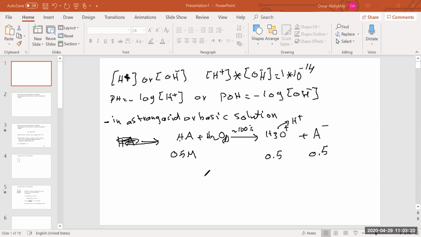Now, when you have this situation, the pH will equal minus logarithm of the concentration of H plus, which is the 0.5. And you will find the pH of the solution.